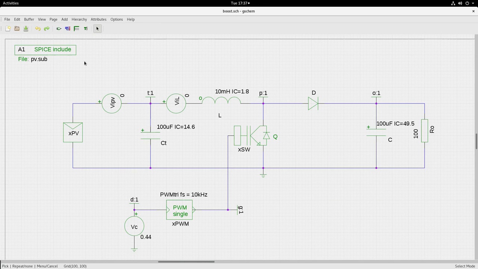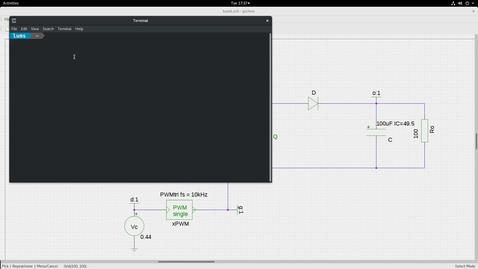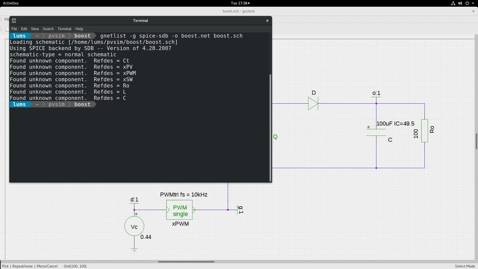Now let us go to the terminal and simulate this circuit. I have opened the terminal. Let me go to the folder boost. I will generate the netlist boost.net using gnetlist. Execute that. Now go into ngSpice.